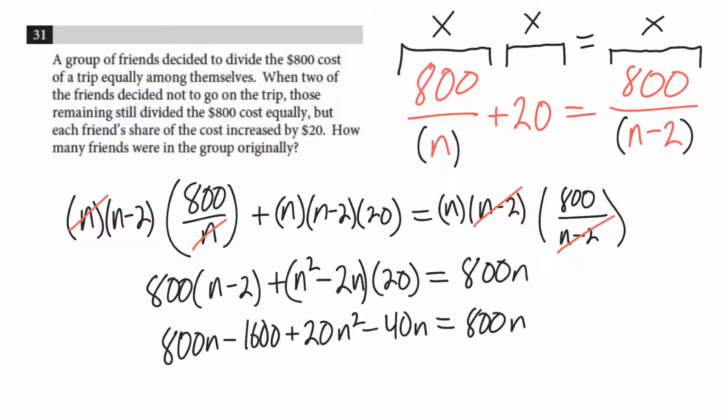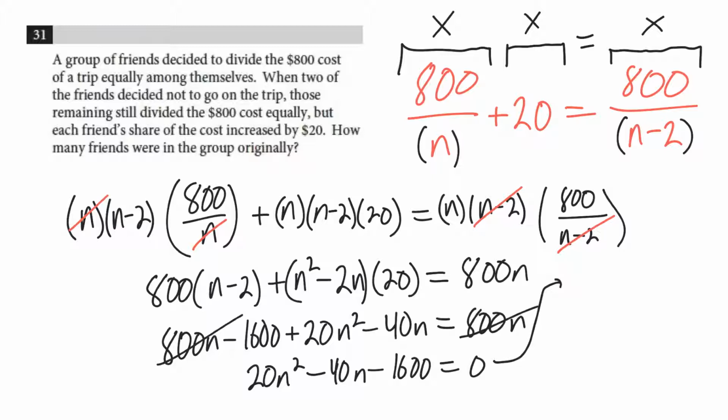I'm going to subtract 800n from both sides. Okay, and then I'm going to write this in standard form. That's going to be 20n squared minus 40n minus 1600 equals 0. Now I'm going to factor out a 20, divide everything by 20, both sides. I'll get n squared minus 2n minus, well, 1600 divided by 20. That's going to be 160 divided by 2. That's 80 equals 0.